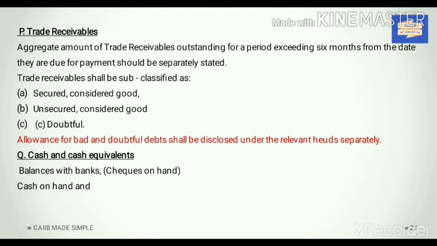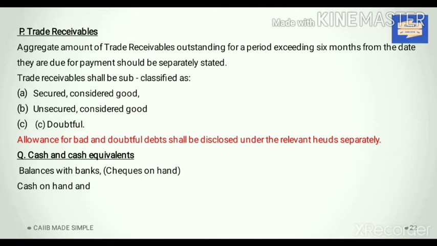Next is trade receivables. The aggregate amount of trade receivables outstanding for a period exceeding 6 months from the date they are due for payment should be separately stated. Trade receivables shall be subclassified as secured considered good, unsecured considered good and doubtful. Provisions for bad and doubtful debts shall be disclosed under revenue heads separately.